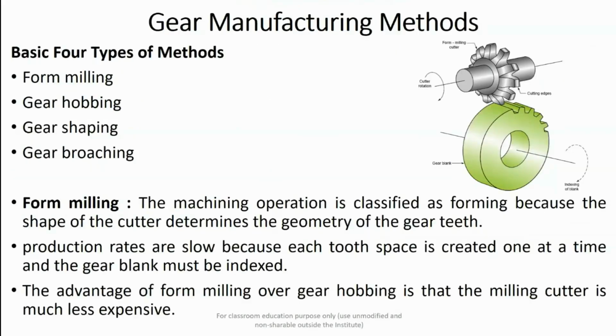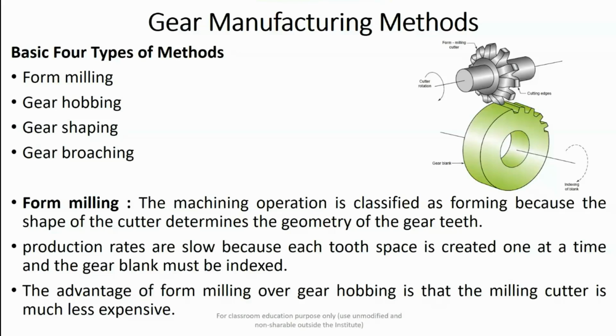So we have four basic types of gear manufacturing processes. The first one is form milling. The second one is gear hobbing. The third one is gear shaping, and the fourth one is gear broaching. Let's start with the first process, which is form milling.